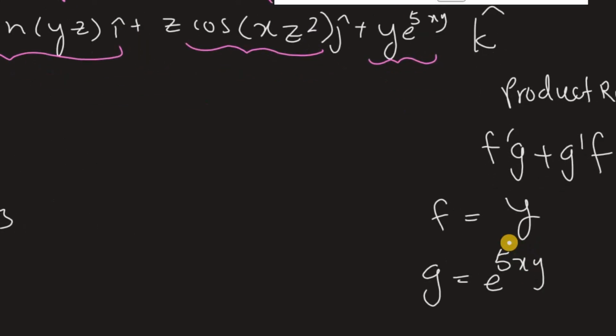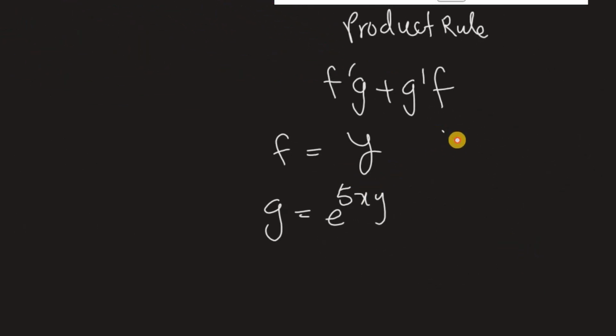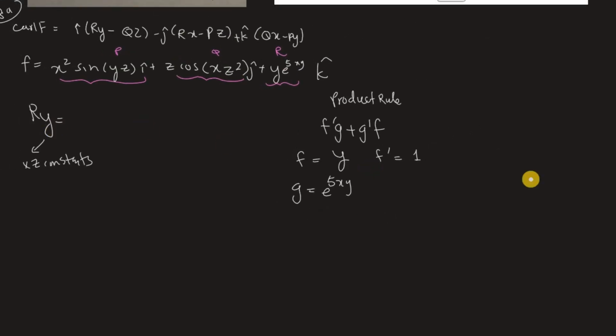Okay, so what is f prime first? So f prime is 1, since we're differentiating with respect to y, right? We're differentiating with respect to y. And what is g prime?